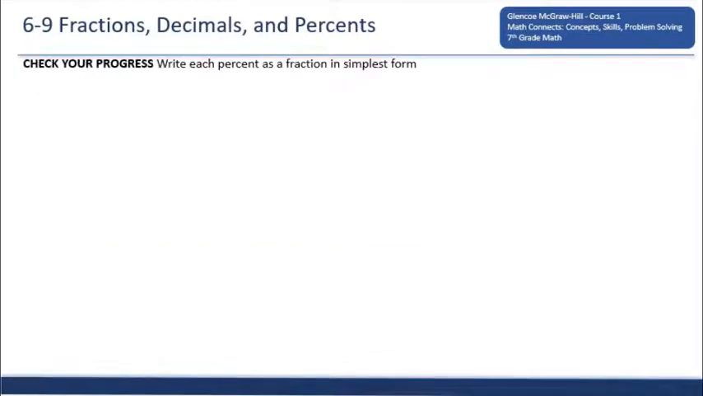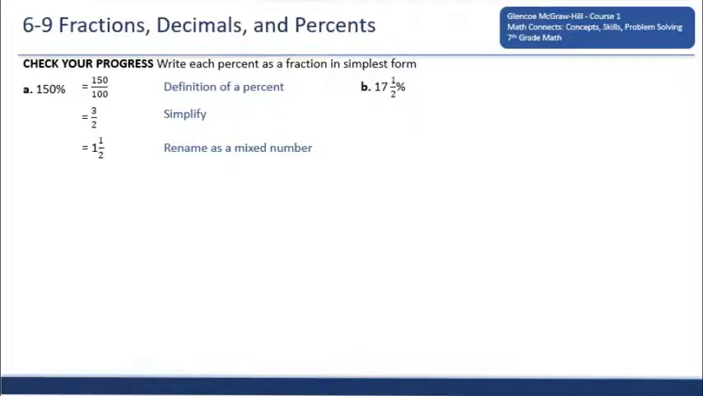Check your progress. Write each percent as a fraction in simplest form. A, 150%. So we need to define that. 150 over 100. Now we're going to simplify. So if we find the greatest common factor, which is 50, we can reduce that to 3 over 2. And now we're going to rename it as a mixed number, 1 1/2.